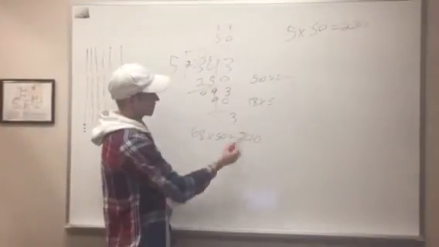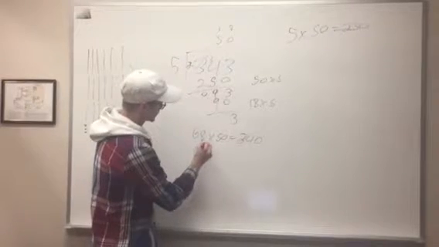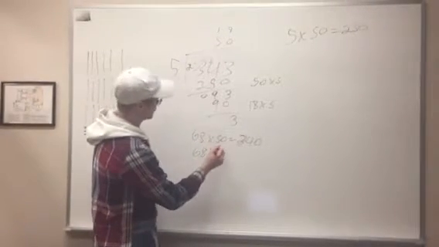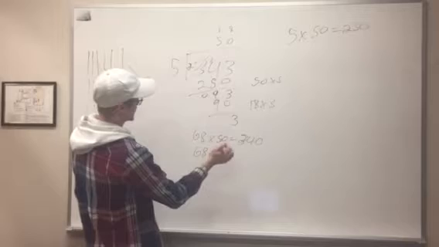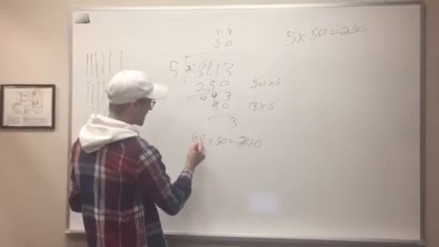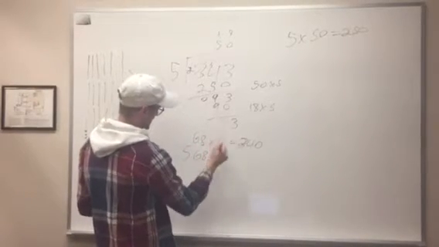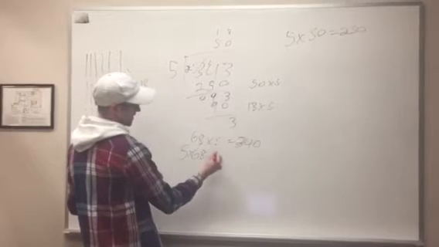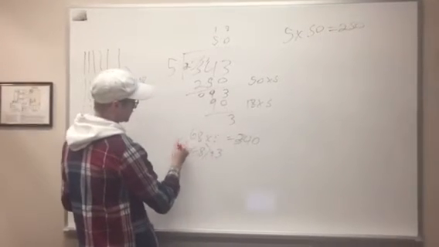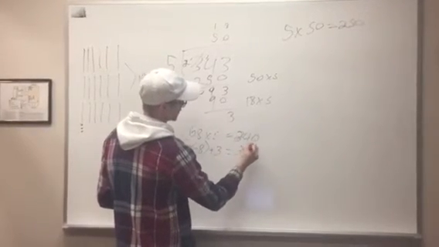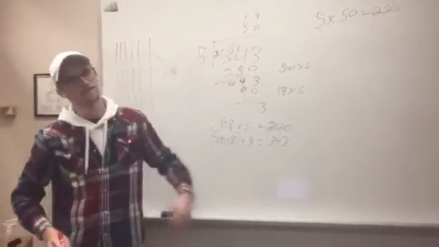So, if we want to represent this in our problem, we'll have to do 5 times 68, and then add 3 to that sum to get 343. And that is how you do that.